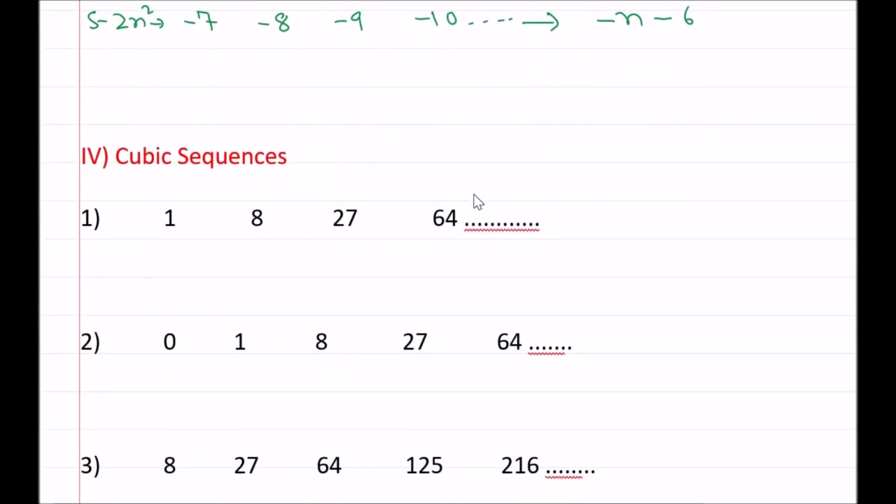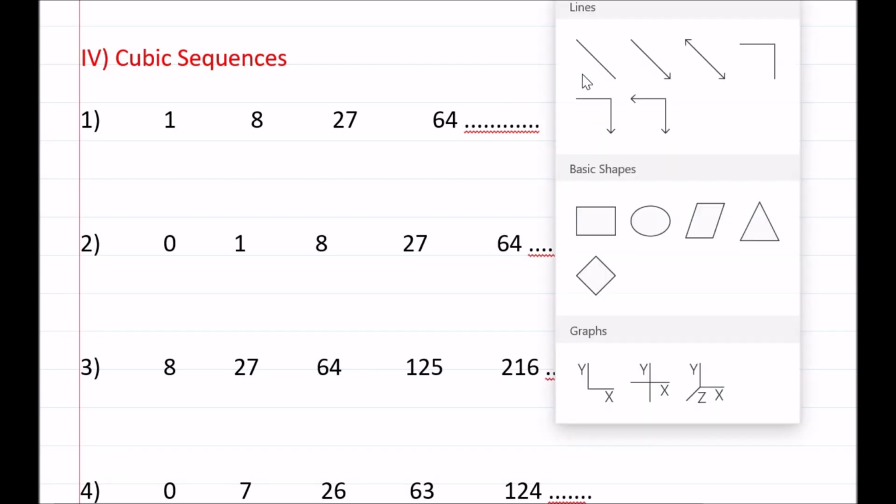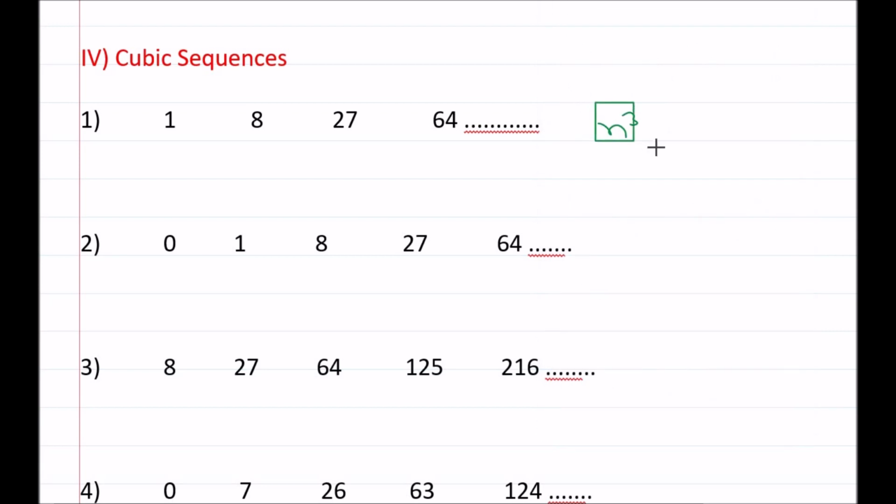Let's go now to cubic sequences. Cubic sequences means you must be aware of cube numbers like 1 cube is 1, 2 cube is 8, 3 cube is 27, 4 cube is 64. So in this case, what will be the nth term? The first one is very obvious, it will be n cube, right? So n cube is the answer for this, because this is 1 cube, 2 cube, 3 cube, 4 cube.